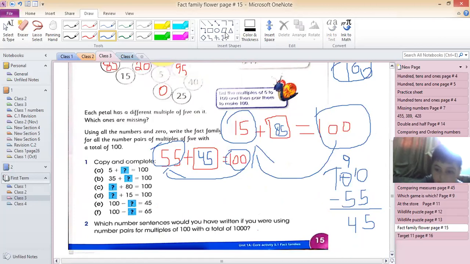So guys, this is how we will solve question number 1. Is it clear, guys? Yes.